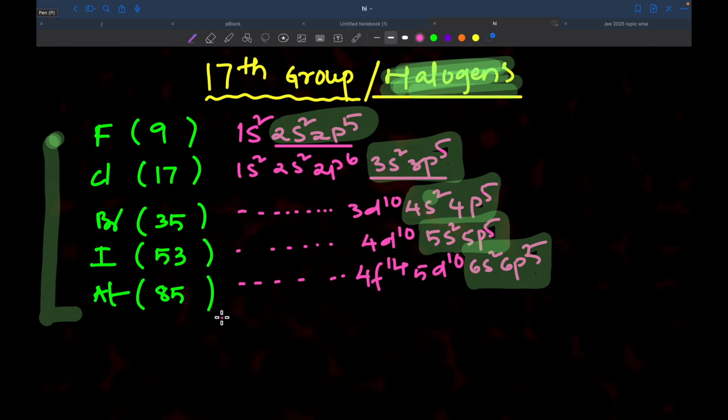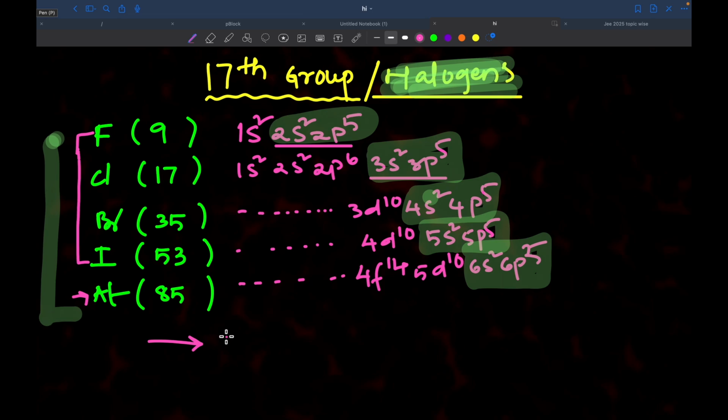So majorly we'll talk about these elements for physical properties. Physical properties: atomic size increases. But here astatine is the only metal, whereas the remaining are all non-metals. Fluorine, chlorine, bromine, iodine, all of them are non-metals. Astatine is the only metal, which has some radioactive properties. Otherwise all of them are non-metals.